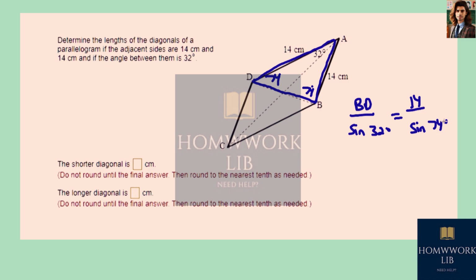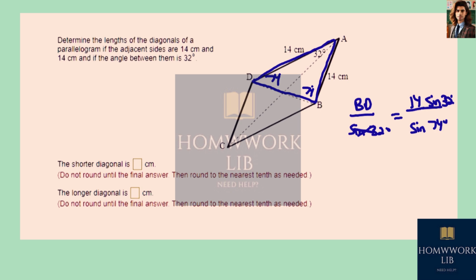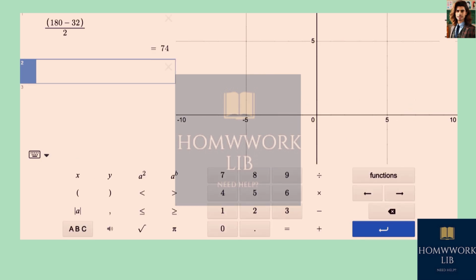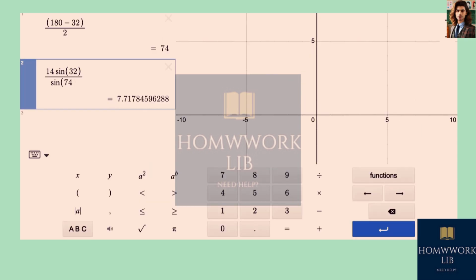The side over the sine of an angle is proportional to the side over the sine of the opposite angle of another pair of sides. Okay, so cross multiply the sine 32 and you're solved for the shorter diagonal. Make sure your calculator is in degree mode, and then 14 sine 32 over sine 74. And you get, round to the nearest tenth, 7.7.